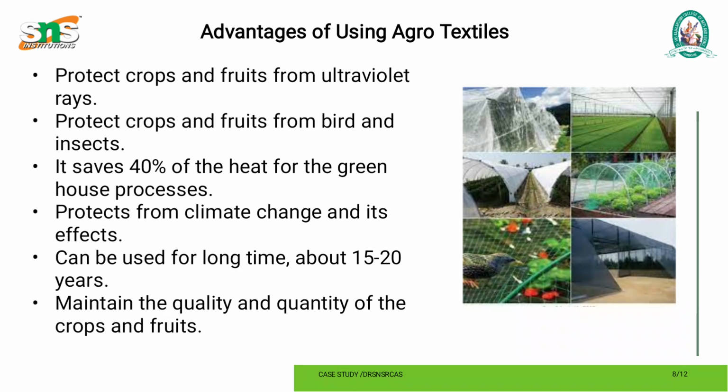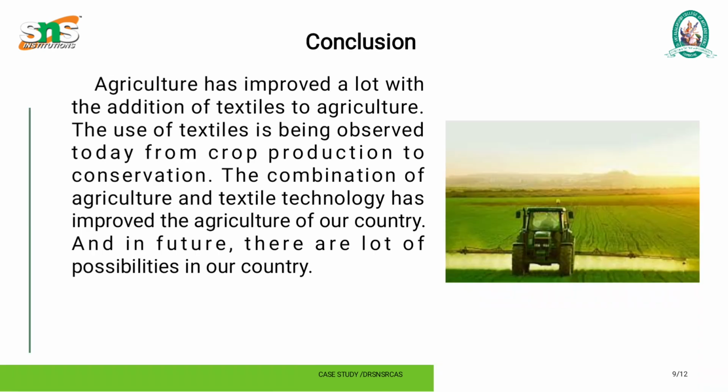Next, advantages of using agro textiles. Protects crops and fruits from ultraviolet rays, and from birds and insects. It saves 40% of heat in greenhouse processes, protects from climatic change and its effects, can be used for a long time, about 15 to 20 years, and maintains the quality and quantity of the crops and fruits.